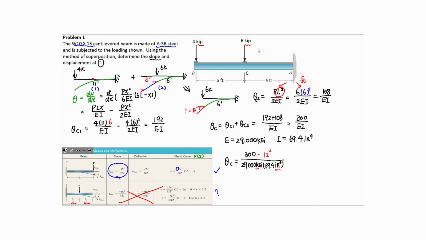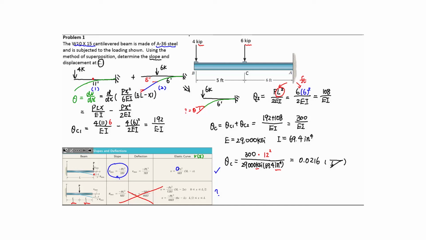So which means we only need to multiply by 12 twice. If you plug into the equation in your calculator, you're finally going to have the answer. And this rotation is originally from here and rotates to here. So that's going to be your final answer to calculate the slope at C.